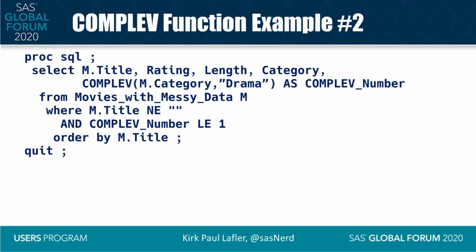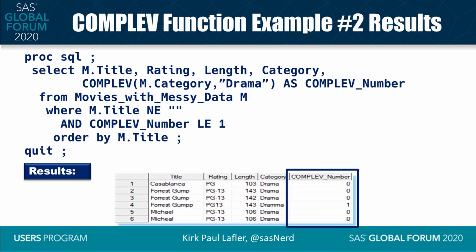In this case, since we specified COMPLEV number less than or equal to 1, we see that Casablanca with drama, Forrest Gump with drama, Michael with drama. Notice there's a spelling error on the second Forrest Gump. It has two M's. It has a value of 1, meaning that one operation was performed to make it match the single value drama. So this gives you a better idea and understanding of what's happening behind the scenes.